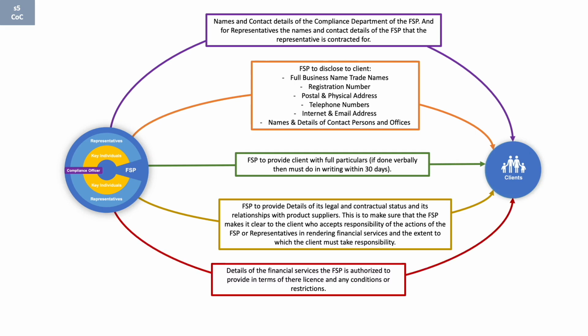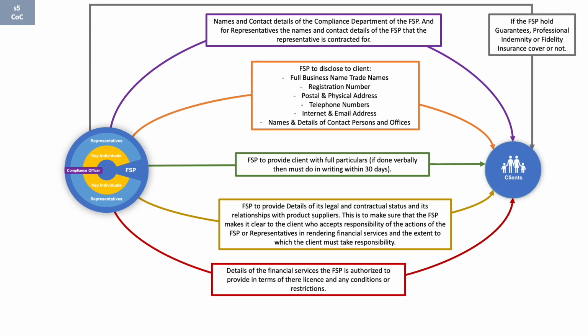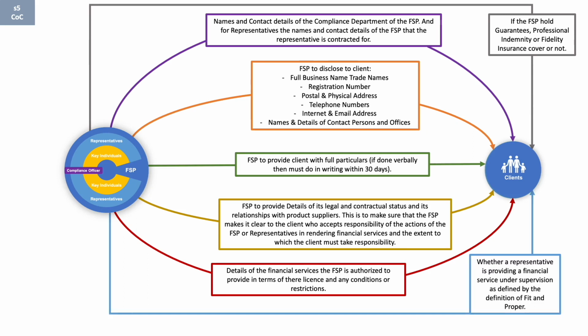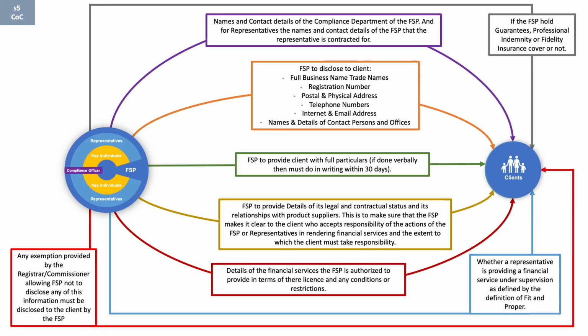The FSP is to provide details of the financial services and financial products it is authorized to render and provide in terms of its license and any conditions or restrictions. The FSP is to disclose if it holds and/or has in place guarantees, professional indemnity or fidelity insurance cover or not. The FSP is to disclose whether a representative is providing and/or rendering financial services under supervision as defined by the definition of fit and proper requirements. Any exemption provided by the registrar allowing the FSP not to disclose any of this information must be disclosed to the client by the FSP.